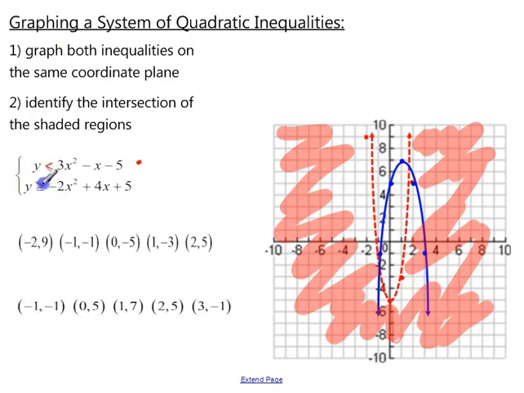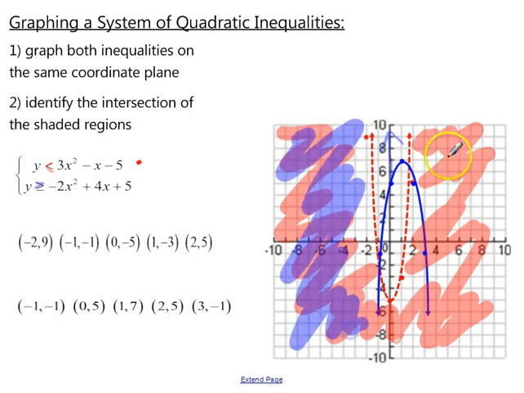So we have y is going to be greater than, so you find your y-intercept, and all the y values greater are above in the up direction. So again, when we shade, we're going to be shading everything outside of the parabola.